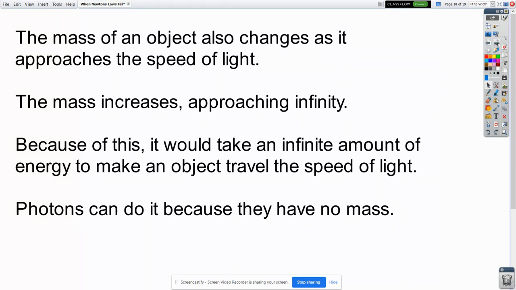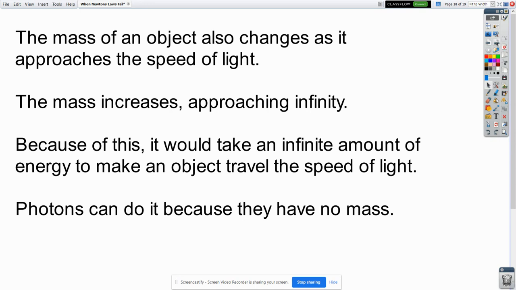The mass of an object also changes as it approaches the speed of light. Again, it's in order to keep the speed of light constant. As an object approaches the speed of light, its mass will increase, approaching infinity. Technically, the mass of an object at the speed of light would be infinite. Because of this, it would take an infinite amount of energy to get an object to move the speed of light, which is why most physicists would tell you it would be impossible to get a human spaceship to move the speed of light. It would take all the energy in the universe focused on that object at the same instant in order to even get it close.